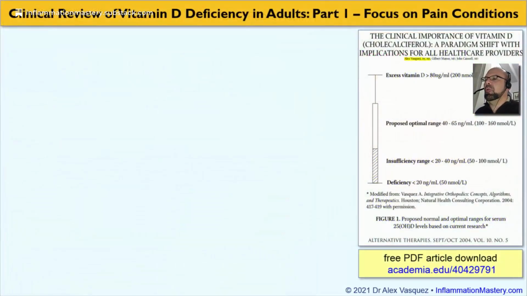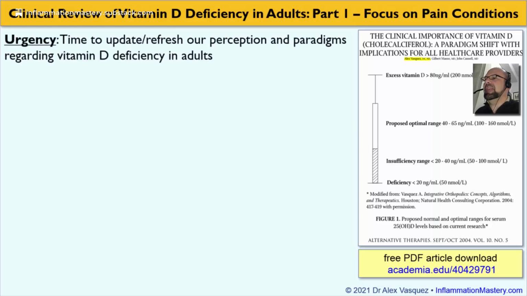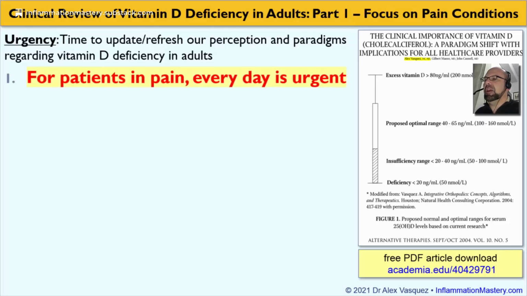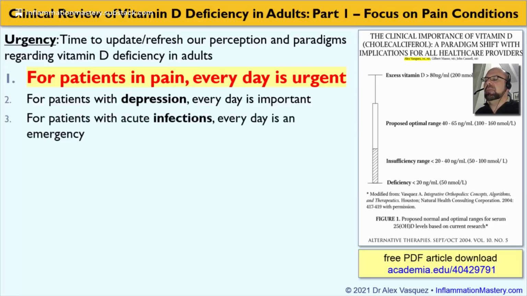Because this is an important problem and a prevalent problem, that makes it an urgent problem. So we need to update and refresh our perception and paradigms regarding vitamin D deficiency in adults. For patients in pain, every day is urgent. For patients with depression, every day is important, and for patients with acute infections and immune suppression due to vitamin D deficiency, every day can, at times, be an emergency. But here, in part 1, I'm focusing on chronic pain conditions attributed to vitamin D deficiency, and I'll show you the mechanisms in just a moment.